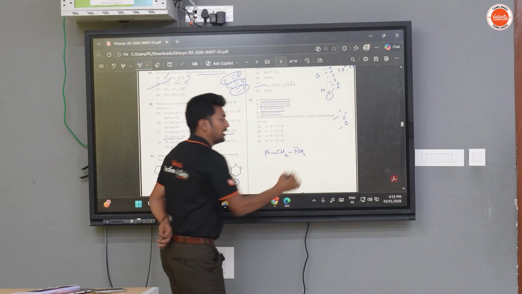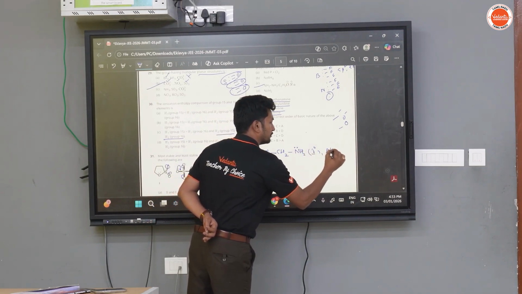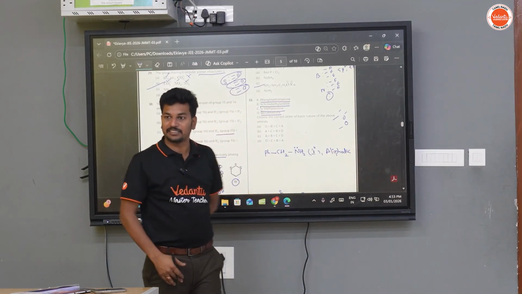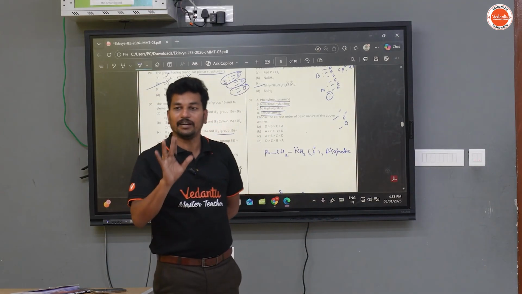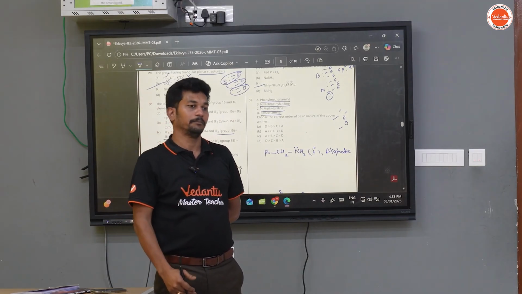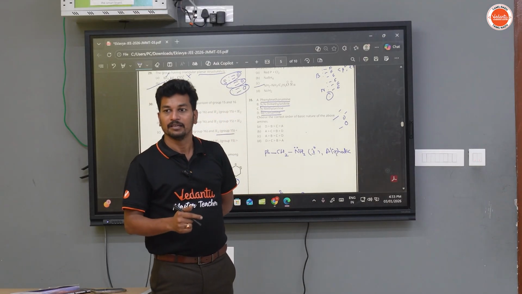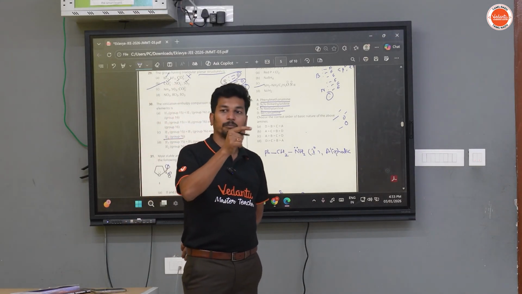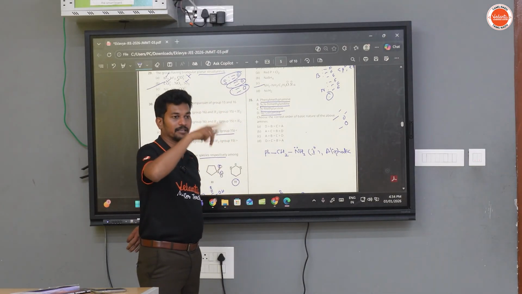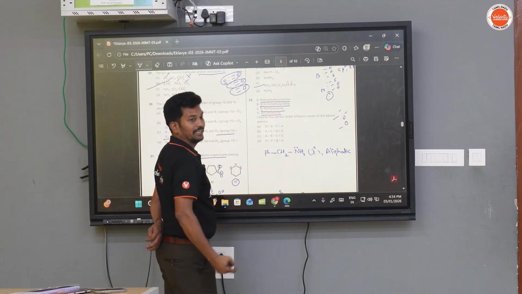So this is what type of amine? Primary amine, and it is an aliphatic amine. Recently I have discussed, what is that? Aliphatic amines are relatively more basic than aromatic amines, because in aliphatic amines the availability of the lone pair is more. In aromatic amines the availability of the lone pair is less because of resonance back into the cyclic ring, the benzene ring. Coming to the second option, N,N-dimethylaniline.